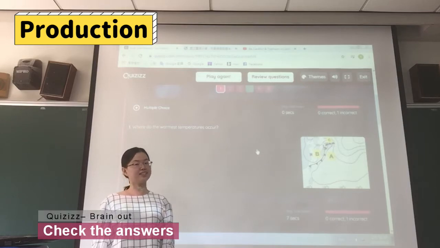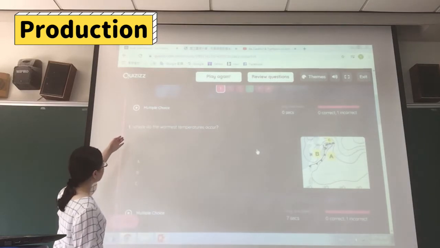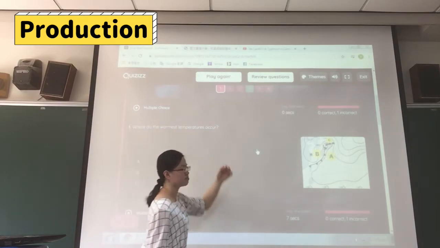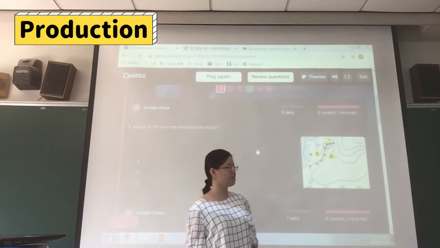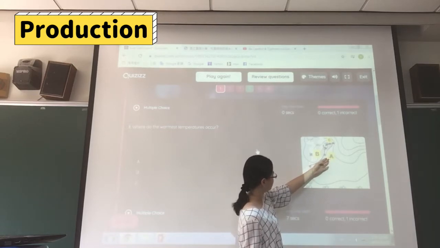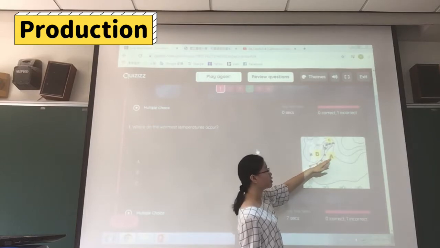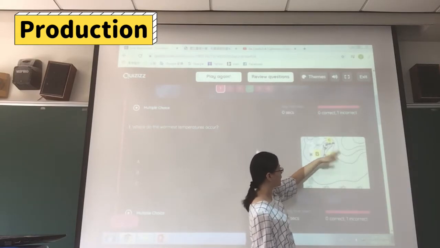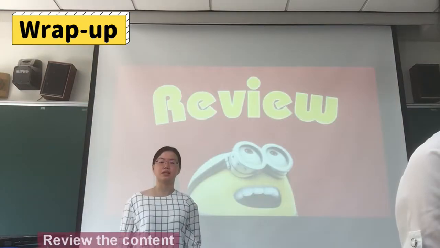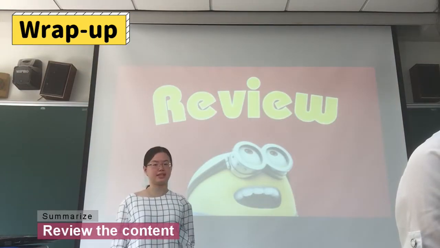Let's check the answer. The first one, where do the warmest temperatures occur? The answer is A, because the warmest temperatures are in the warm air, which lies ahead of the cold front and behind the warm front. Let's review what we learned today.